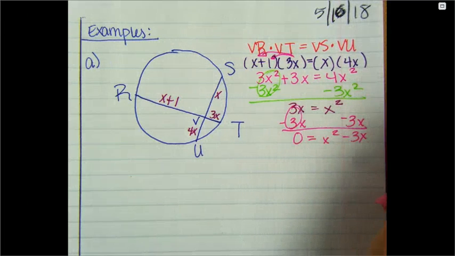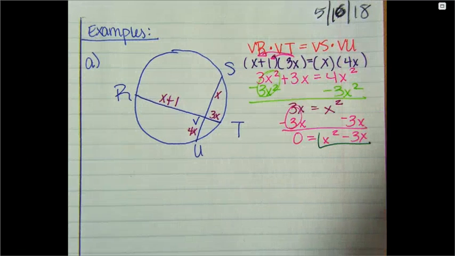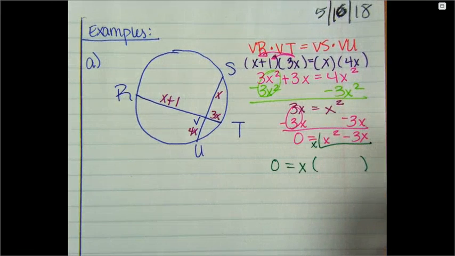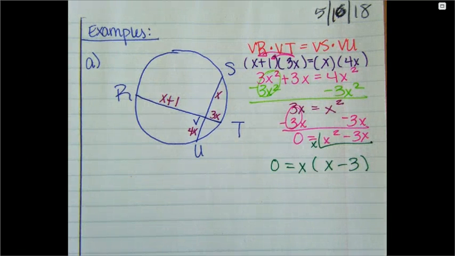Upside down division, which is also taking out your GCF. What is your GCF? Wonderful. So I get 0 equals x on the outside. What is left when you take out the x? Very good. x minus 3. Okay. What happens now? Two equations. Very good. Who can guess the first one?